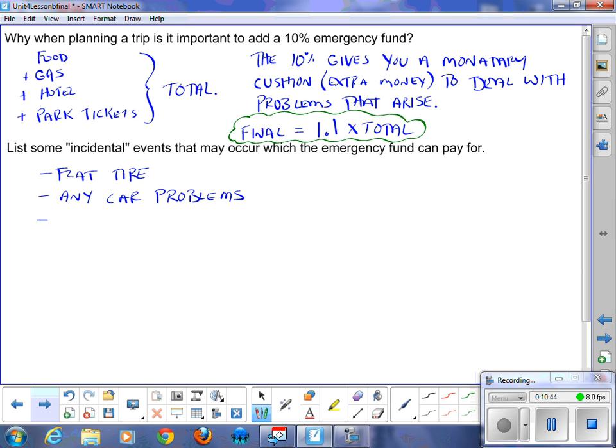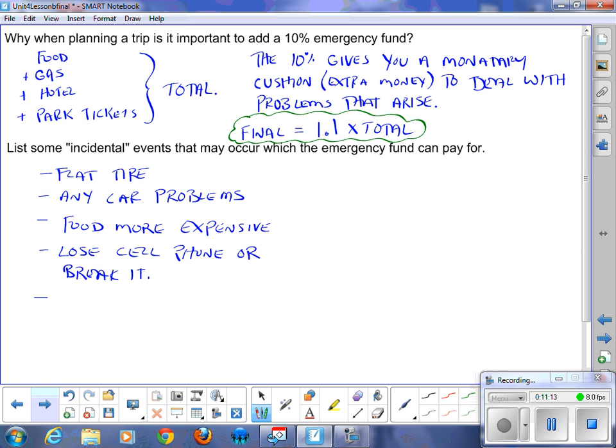Okay, what happens? You get down there, food is more expensive than you anticipated. Okay, if you lose your cell phone or break it, okay, replace. And the list goes on and on. There's a whole bunch of different reasons, and that's why that 10% is a good idea to plan for. I mean, you don't have to do it, but you need to be aware that problems can arise on trips. It doesn't take much for that to happen.